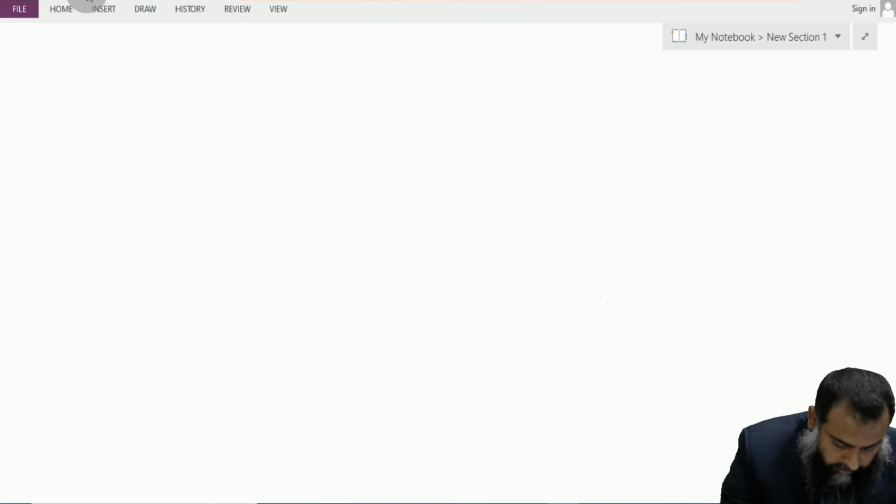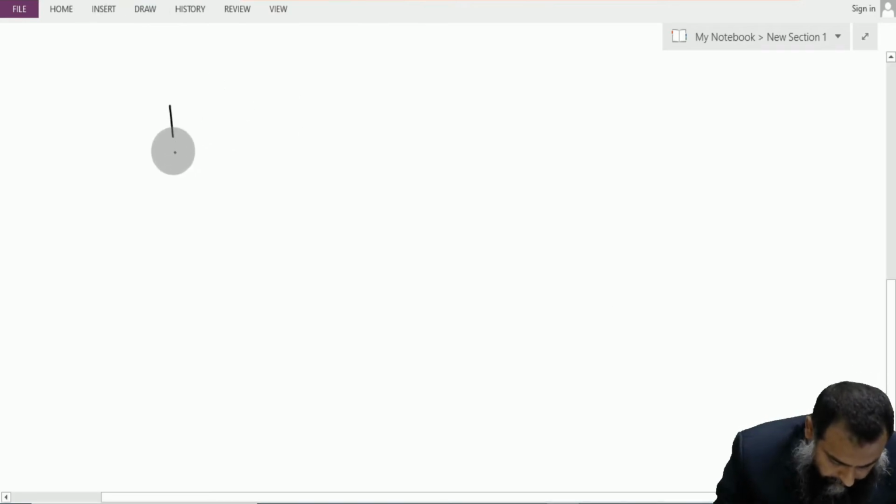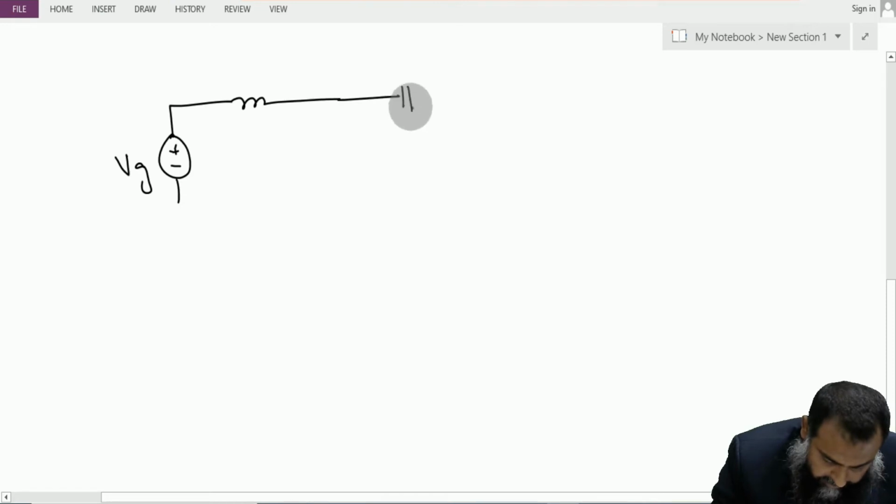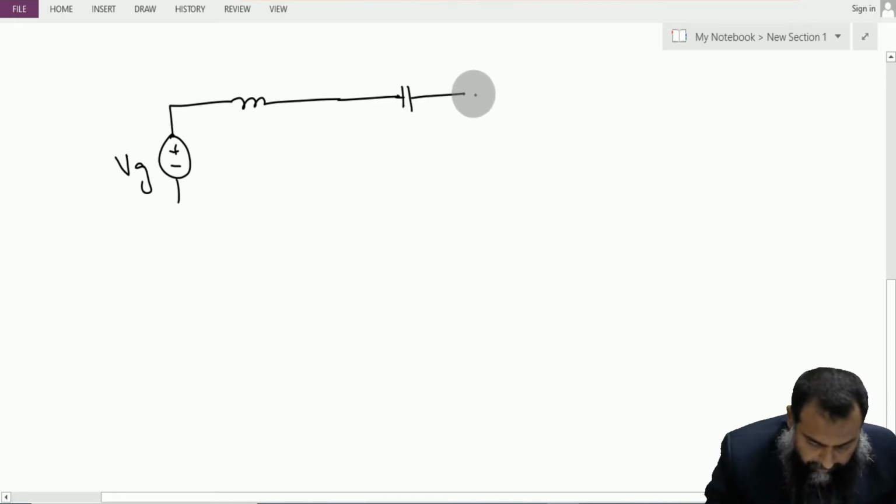So the topology for the Cuk converter is very simple. Let us say we have here, this is Vg. Here we have the inductor. We have a series capacitor instead of having a capacitor in shunt.